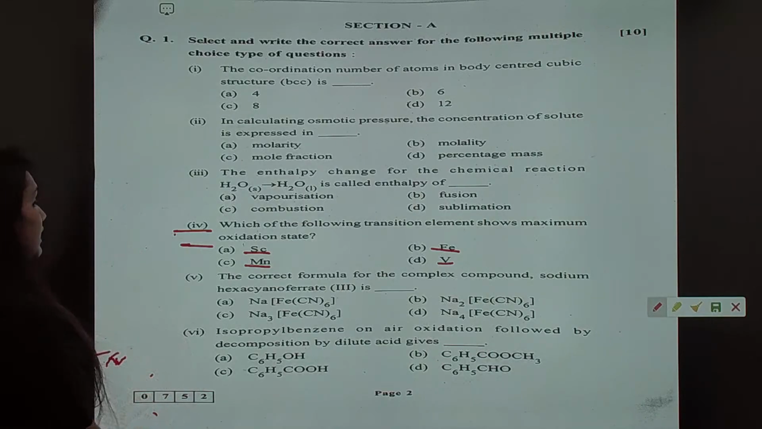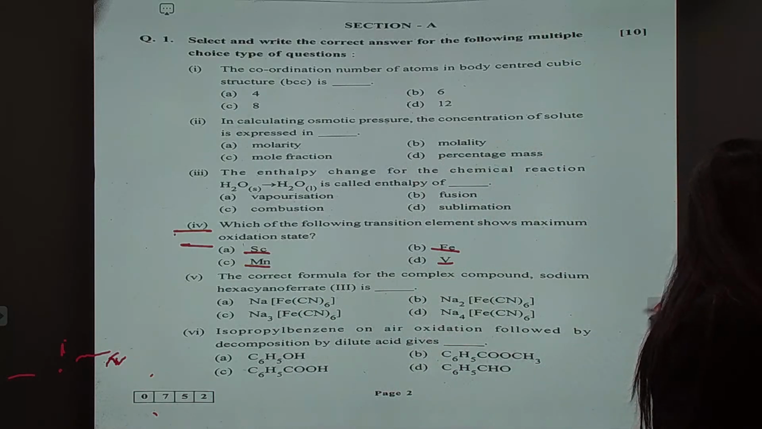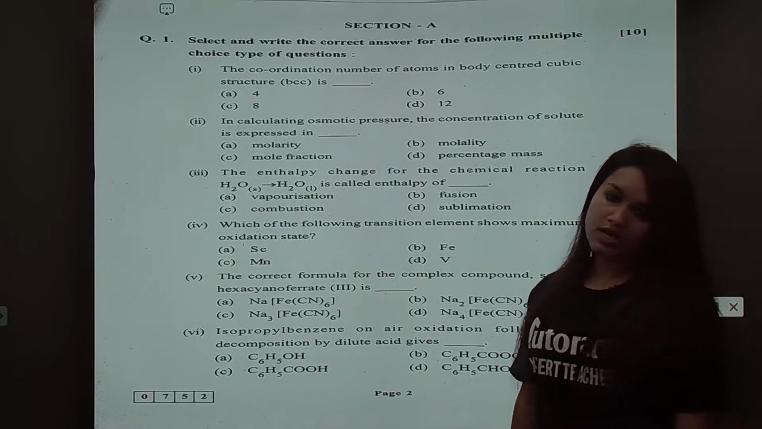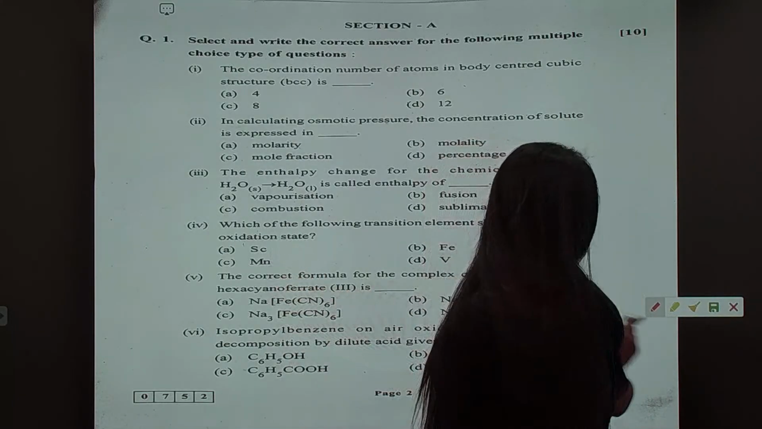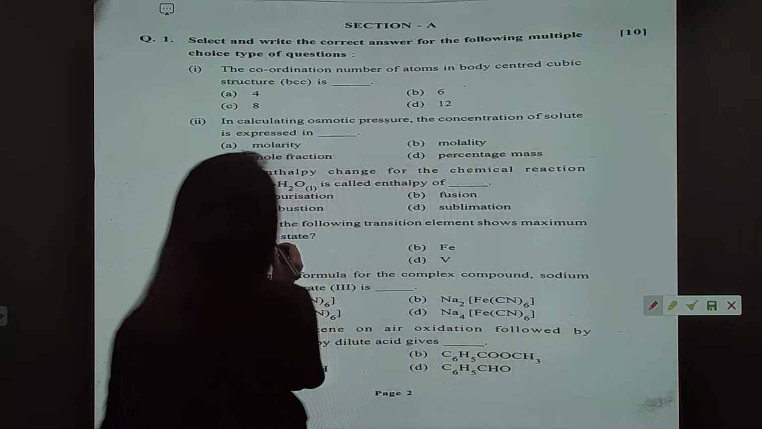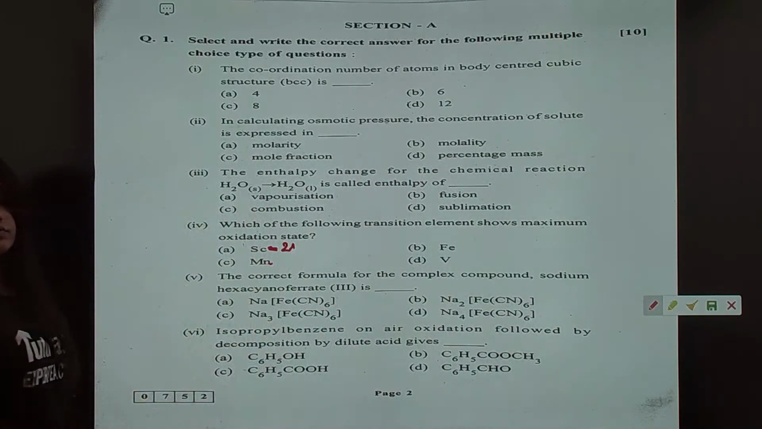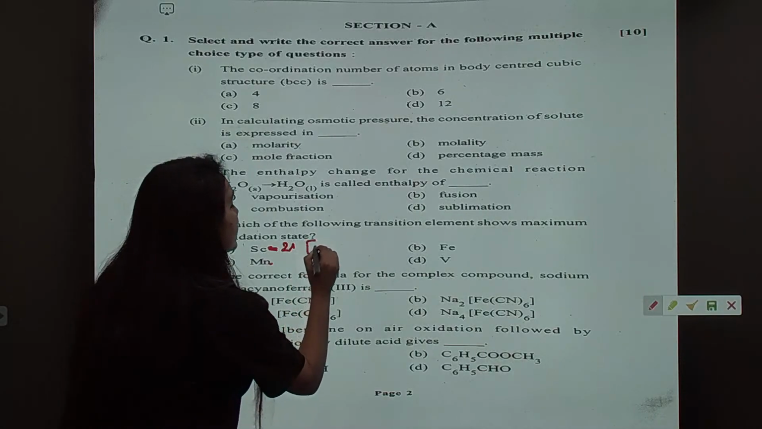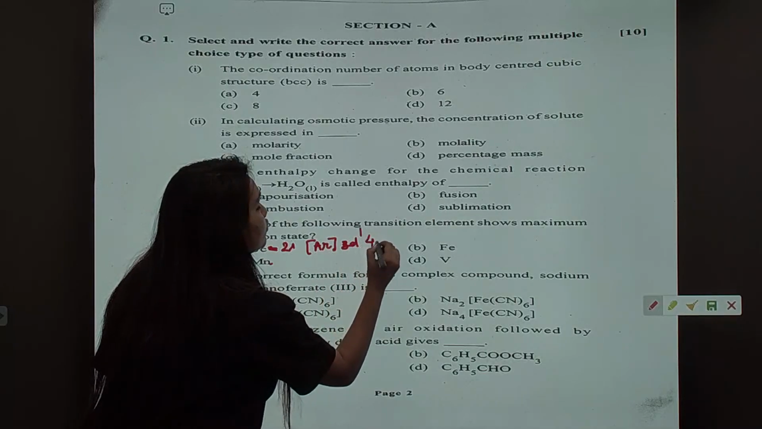So, let's start with the electronic configurations of all of these, starting with the very first one, students, which is scandium. Now, what is the atomic number of scandium? The atomic number of scandium, as we all know, is 21. So, if I write 21 here, the configuration, as you remember, can be written as [Ar] 3d1 4s2, correct?